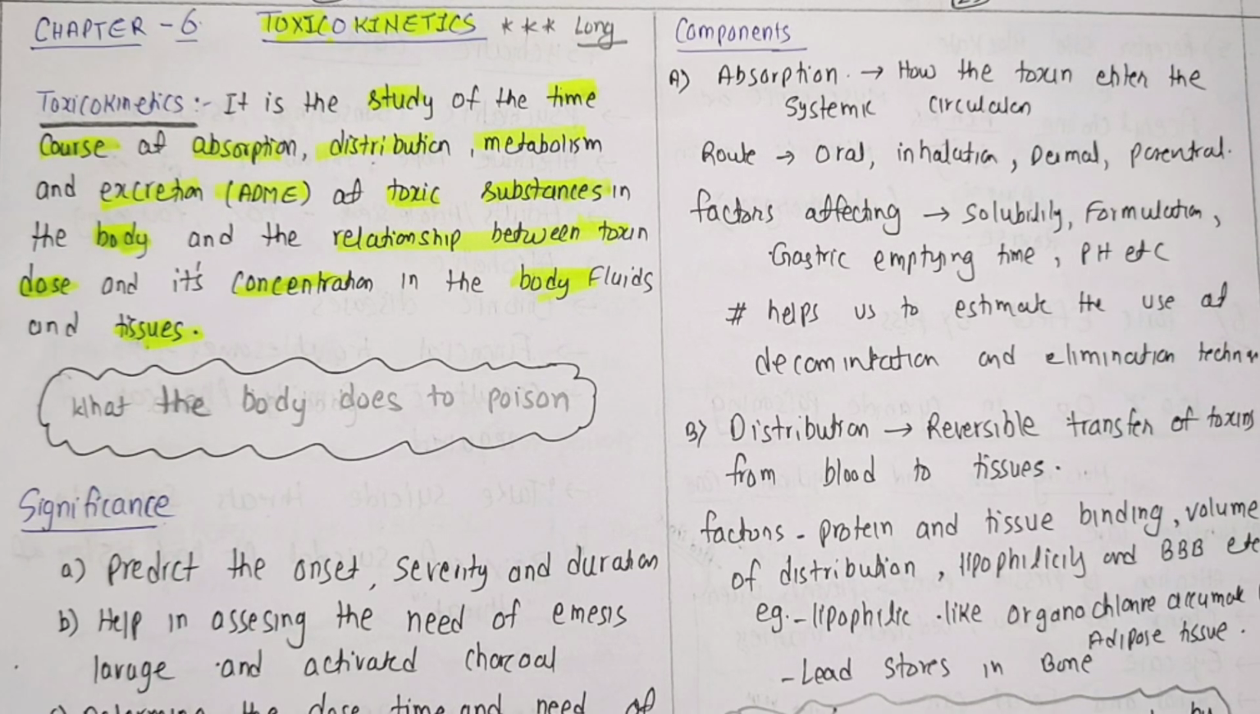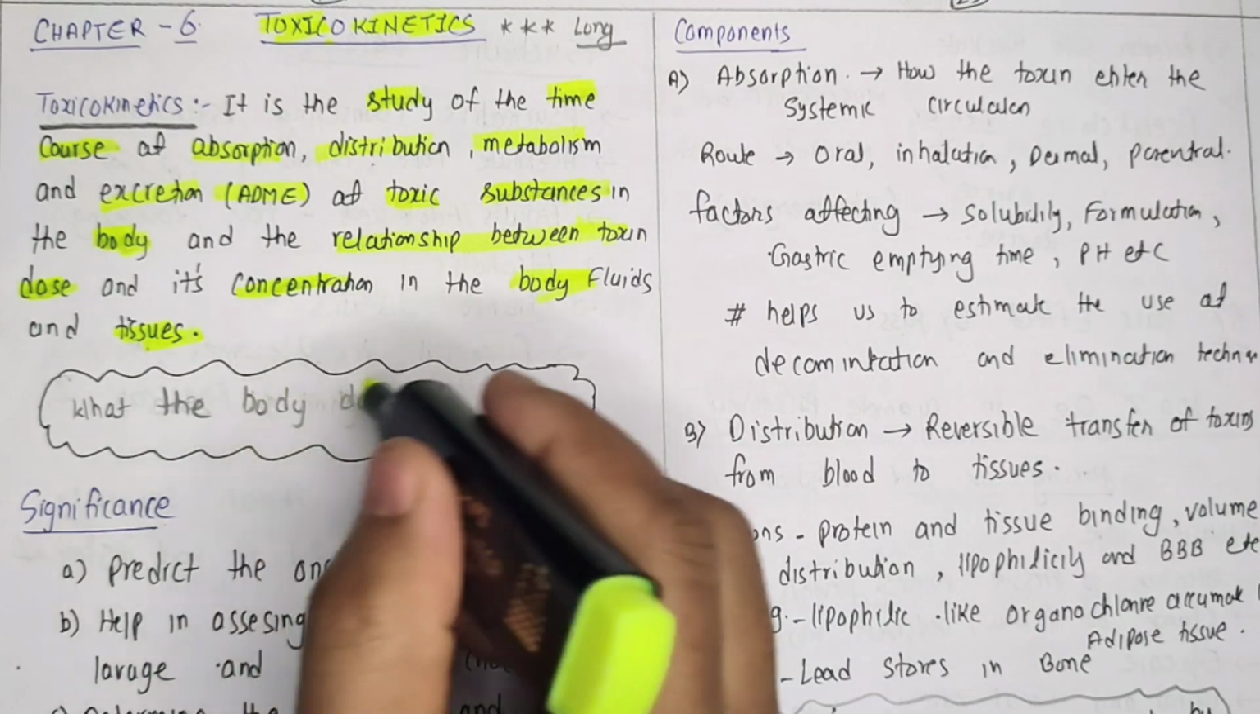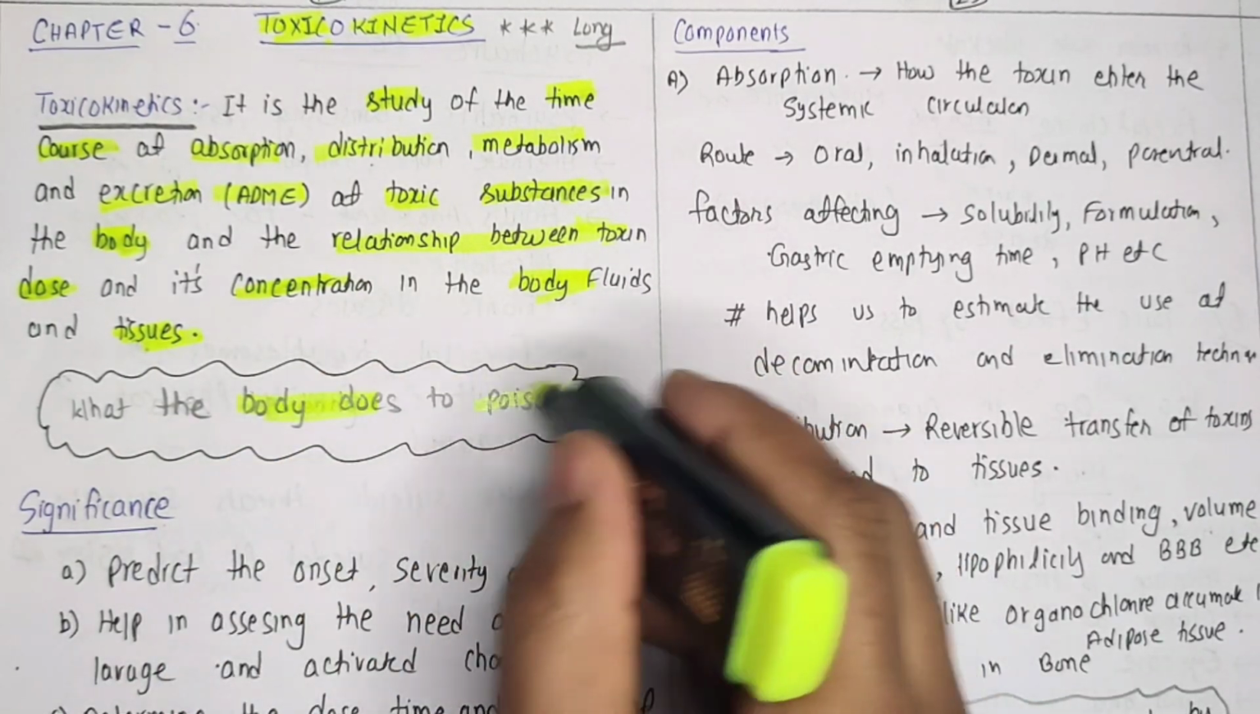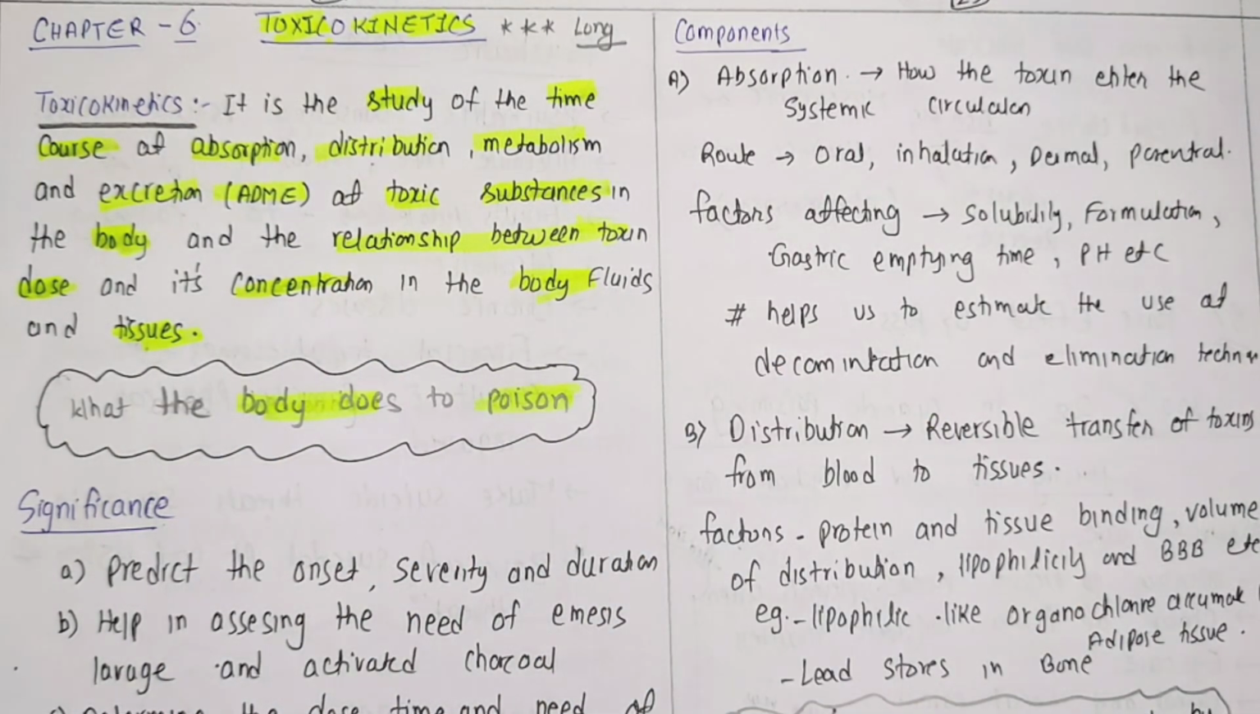So basically, what our body does to the poison, as what our body does to the drug is known as pharmacokinetics. In the simple way, what our body does to the poison is known as toxicokinetics.